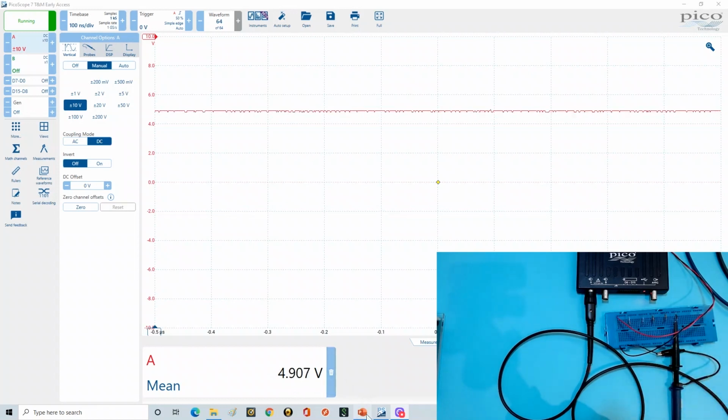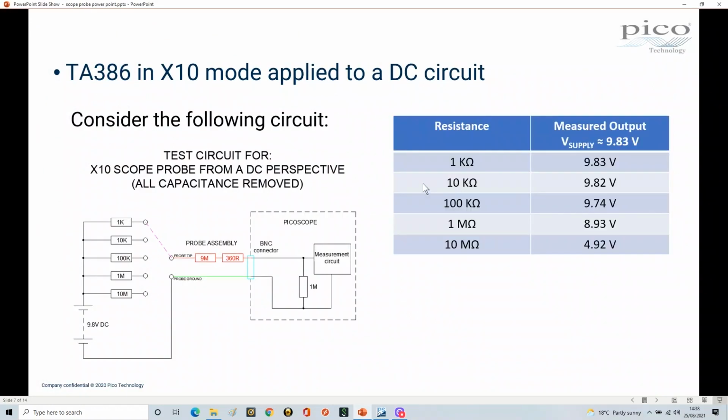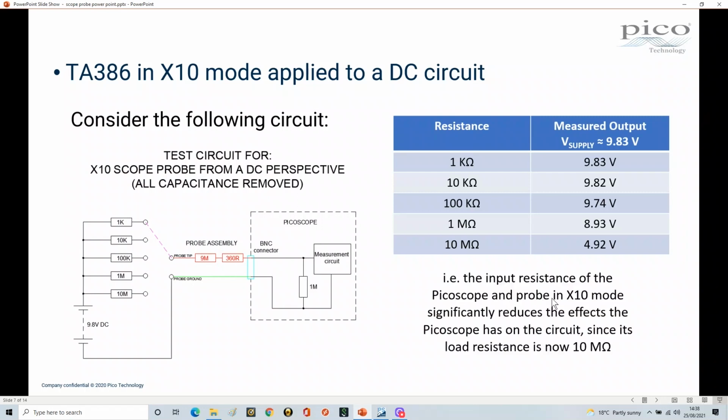So let's look at the tabulated results for this. Let me go to this screen back here. I've tabulated those results. At 1K we had 9.83, which is great, and all the way through down to 10 meg. What we see here is that by putting our probe on times 10, we've got a much larger impedance now, and therefore it doesn't load this circuit in quite the same way. So by putting our probe on times 10, we have less of an impact on our circuit from a DC perspective.